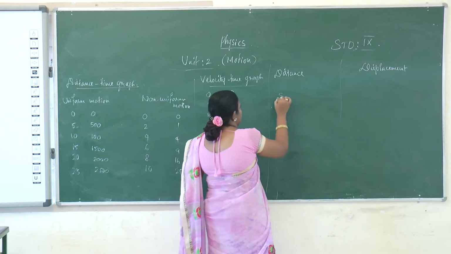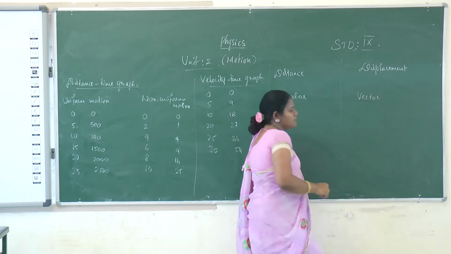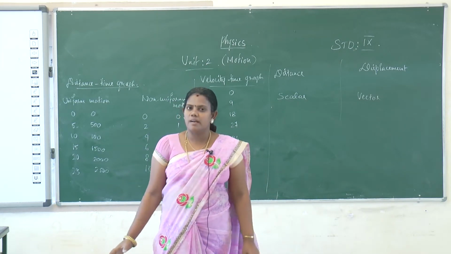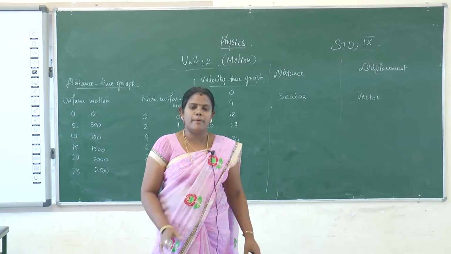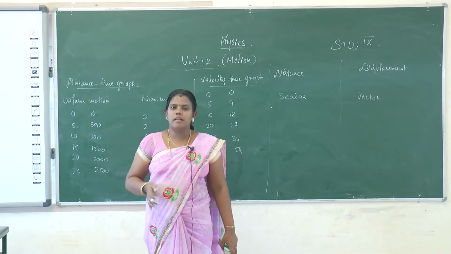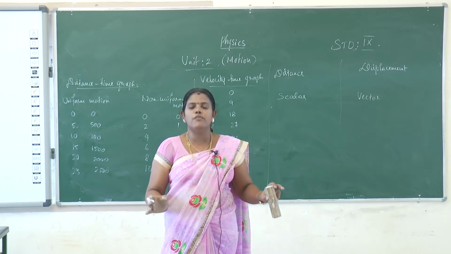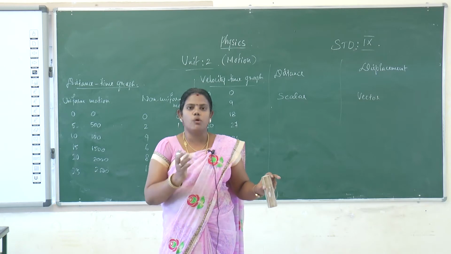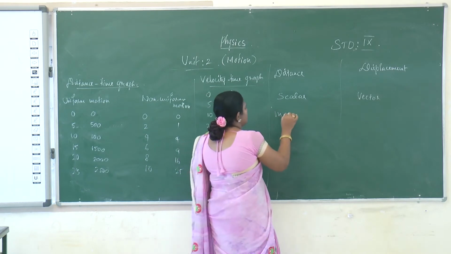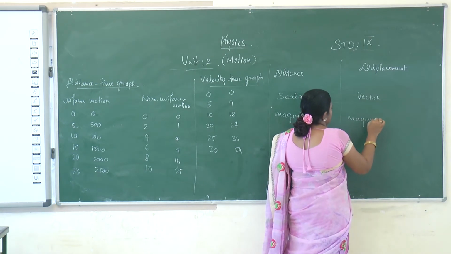Distance is a scalar quantity, but displacement is a vector quantity. Why? Distance is a scalar quantity means it possesses magnitude only. When you mention distance, we only see how much distance has been covered. But with displacement, you also mention that value and the direction. So when something moves from one point to another point, you mention the displacement along the direction in which the thing is moving. So displacement is a vector quantity. Distance possesses magnitude only, but displacement possesses magnitude and direction.